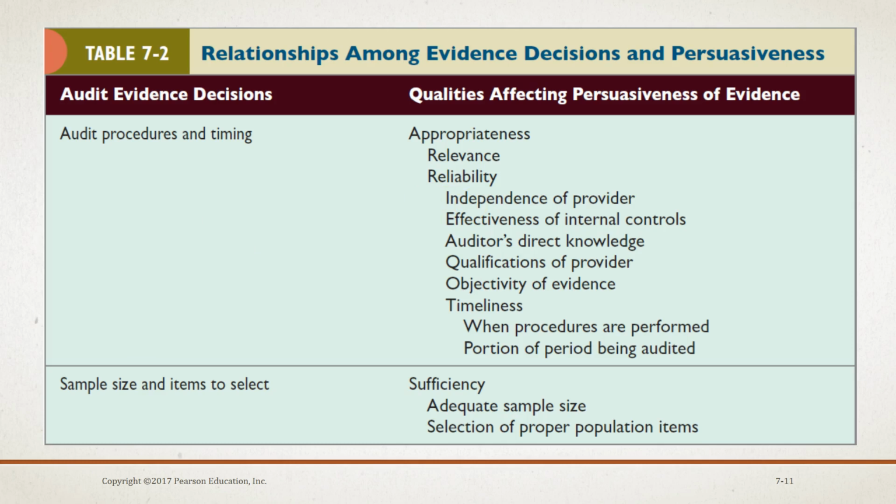If we see that the client has a trial balance with $1 million of cash, well, yes, it comes from our client, the provider, but is that the best independent evidence we can get? And hopefully many of you are saying, no, it isn't. We want to get something from the bank. That would show a little more independence. How effective is the internal controls?